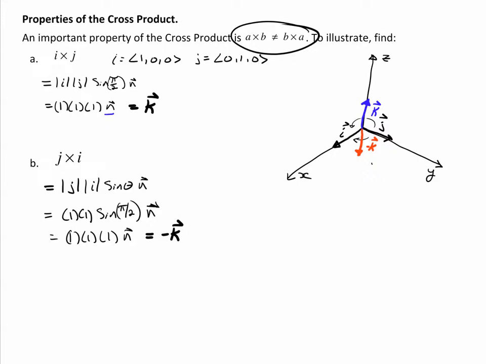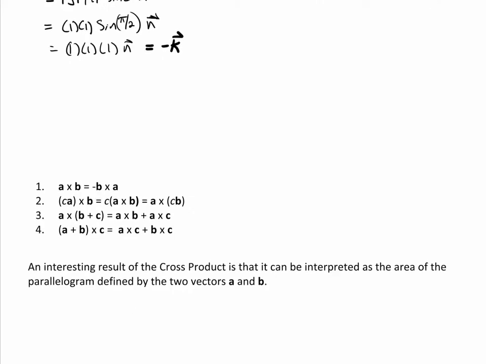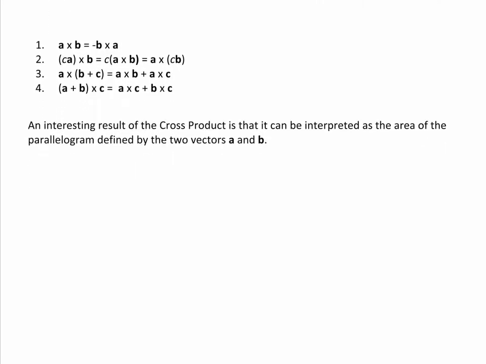Okay, let's take a look at a couple of interesting properties here. A cross B is not equal to B cross A. It's actually equal to the negative of B cross A, which we just did with the k and the negative k. A scalar C times the vector A cross vector B is equal to the scalar C times vector A cross B, which is the same as vector A cross the scalar C times vector B. So I can kind of move this scalar around in different ways.